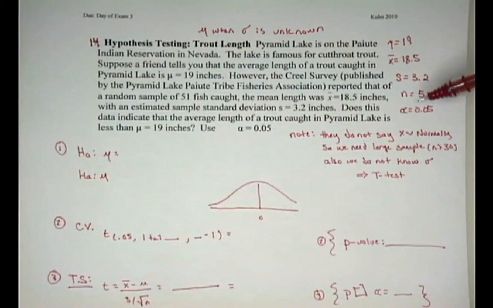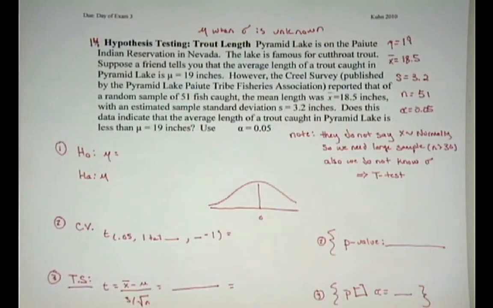Now it's important to note that they don't say that the trout length, which is the variable of interest, comes from a normal distribution. So we do need a large sample size, which we have. We have a large sample size of 51. But we also don't know the population standard deviation sigma, so we're going to use a t-test.